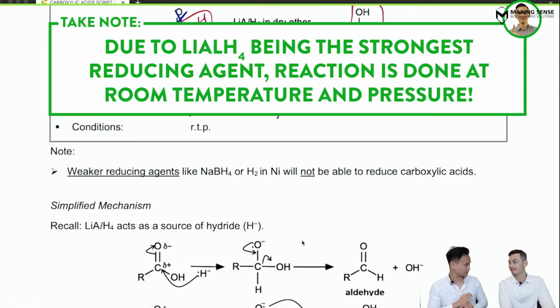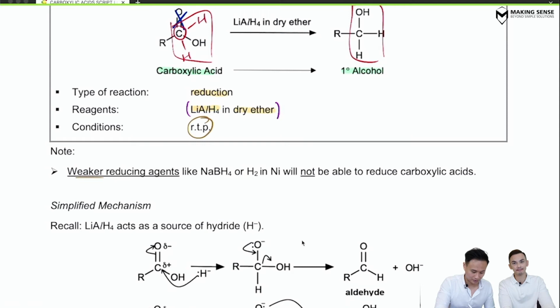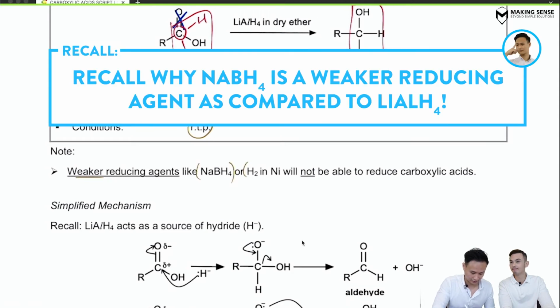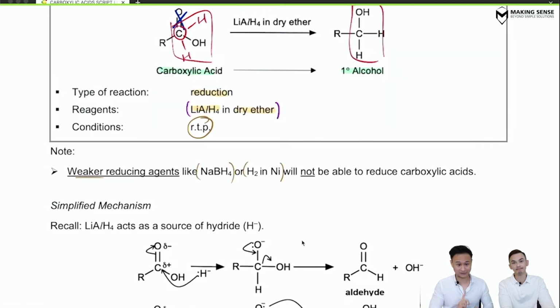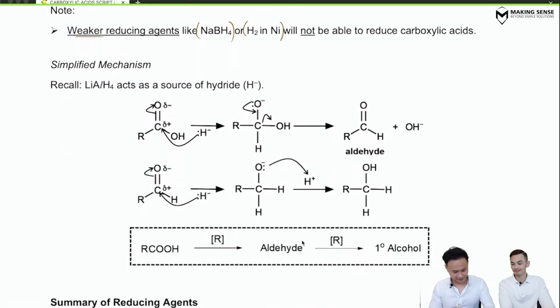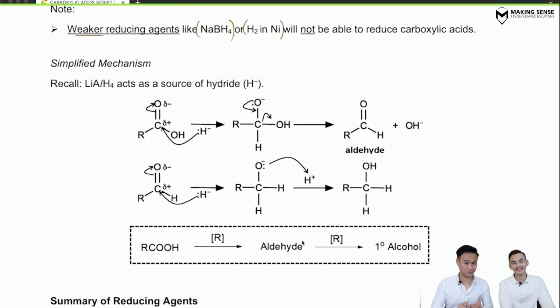Do you need to heat it, Mr. William? Nope, you don't need to heat it because it's very, very strong. Yeah, RTP will work just fine. Okay, so you cannot use weaker reducing agents such as sodium borohydride or H2 in nickel. It will not work for carboxylic acids. Now, this mechanism here, it's a bit too complicated. We'll do this in class.